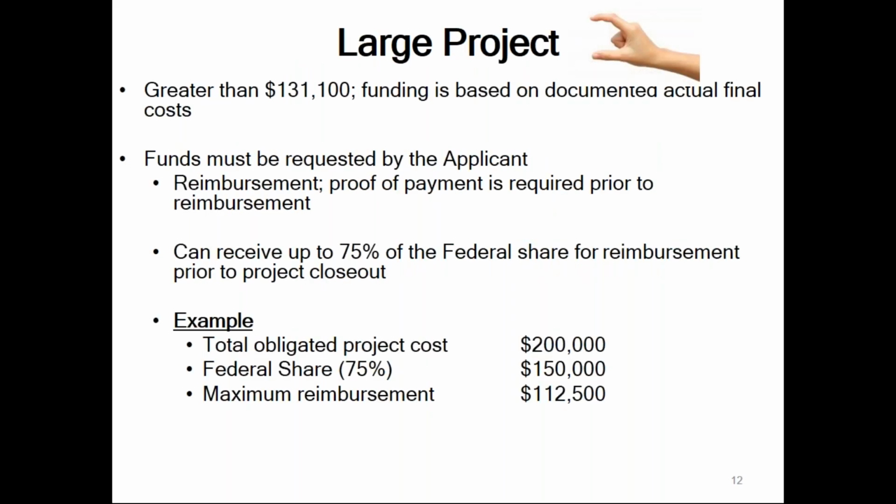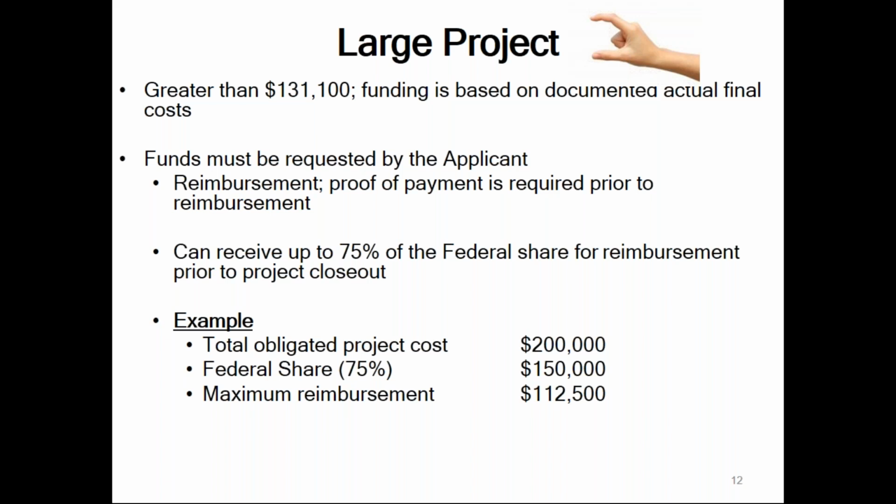A large project is greater than $131,100. Funding is based on actual documented final costs. Funds must be requested by you as the applicant, which is different than the small projects. Generally, large projects are paid out after final closeout. And once that closeout is done, the 10% share is paid.